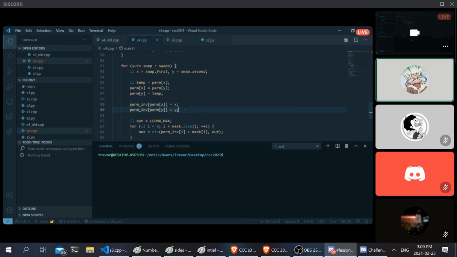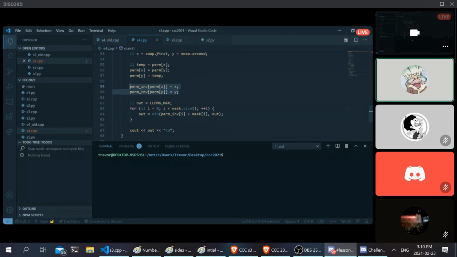So yeah, that happened, and this gives us an accurate perm inverse list, or the number of steps it takes to get each station from the subway. And then basically what we did is we would just pretty much scan through each element. So we have L long max, which is the max long value, equal to out, and then we try to compute the min for the sum of mask I plus perm inv I for I equals 0, where I is less than mask.size.